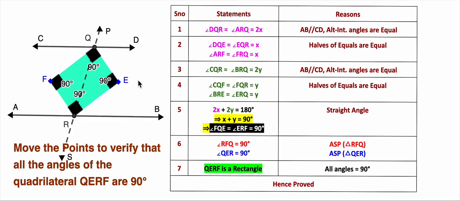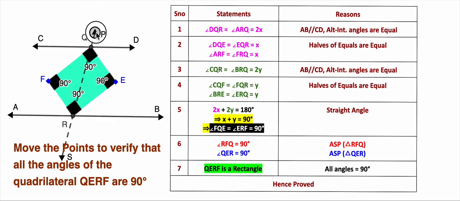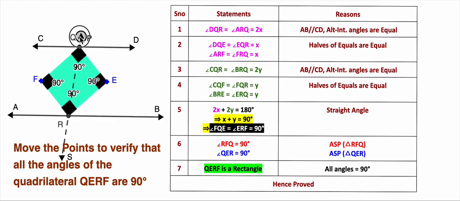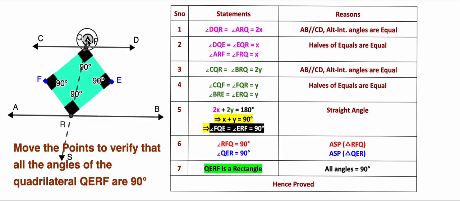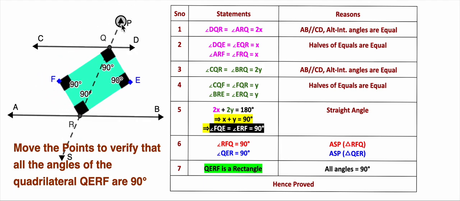So even if I move these points, you can see no matter where I take it, the sides, the lengths will change, but the angles will continue to be 90 degree over here. Hence, QERF becomes a rectangle. But ये QERF बना कैसे?